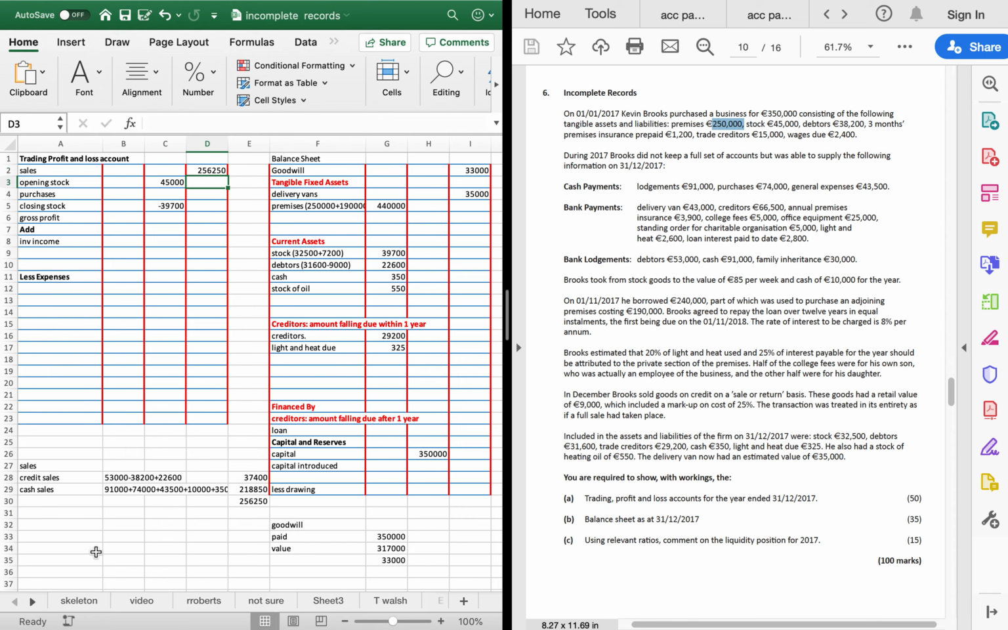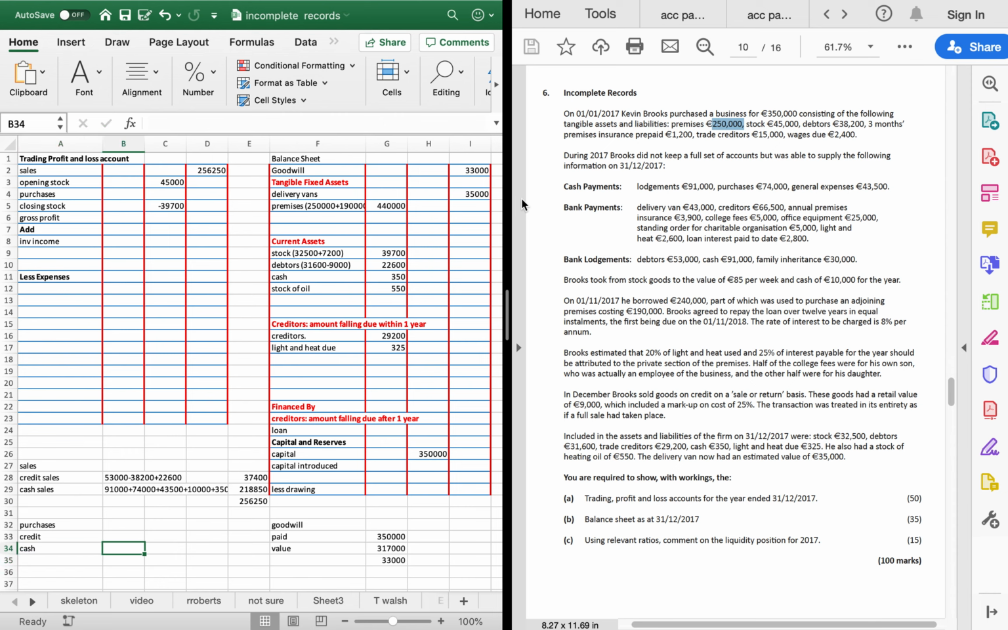Okay, I'm going to do my purchases in the same way. I'll skip down to the purchases because that's the order I did them earlier today. Purchases done the same way. You've got credit and cash.